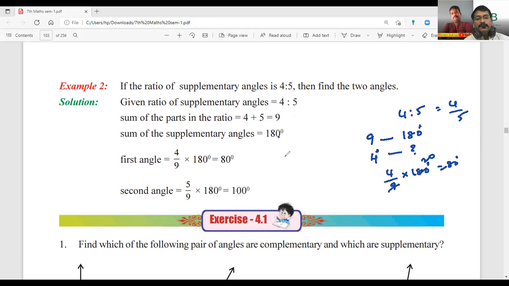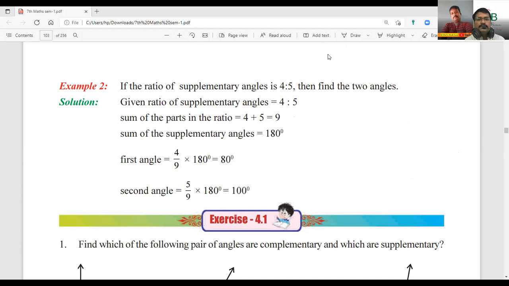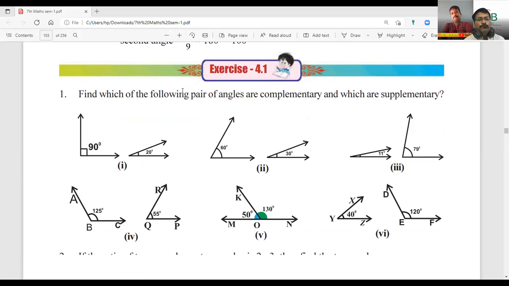Next, the second angle. Total parts are 9, and 9 parts make 180, so 1 part is 180 by 9. The second angle is 5 parts, so it is 180 by 9 into 5. 9 into 5 is 25, 25 is 100. So like this we can go on. Exercise 4.1.